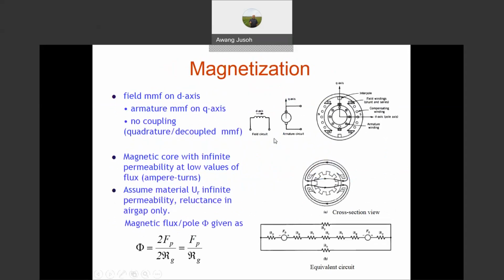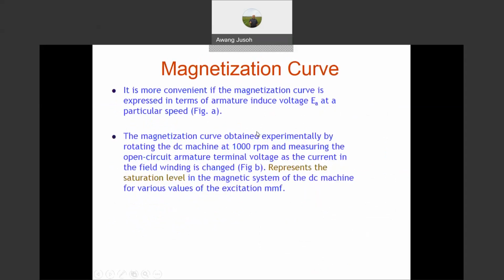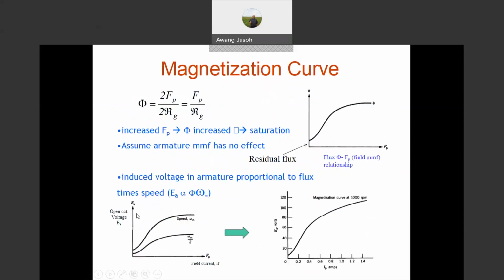When we run the machine, previously we measured IF with respect to the induced EA, then we can get the plot. This is a plot of EA versus IF. When the IF changes, EA changes. This curve represents the relationship between induced voltage and the field current. The relationship between these two, we call the magnetization curve. At different speeds, we get different curves. The higher the speed with the same IF, the higher the voltage. It's simple like that.